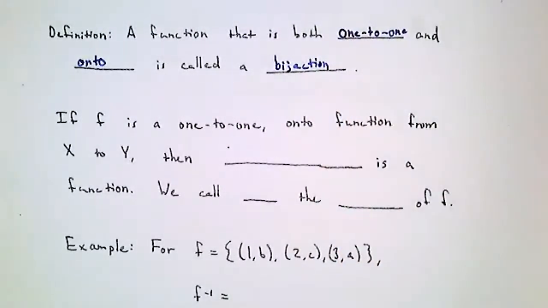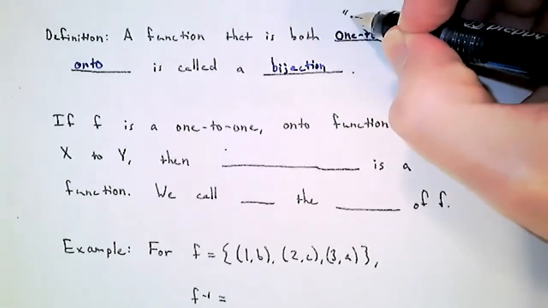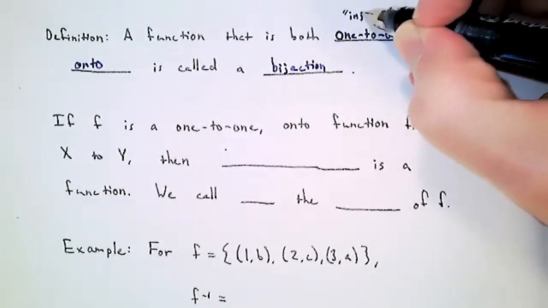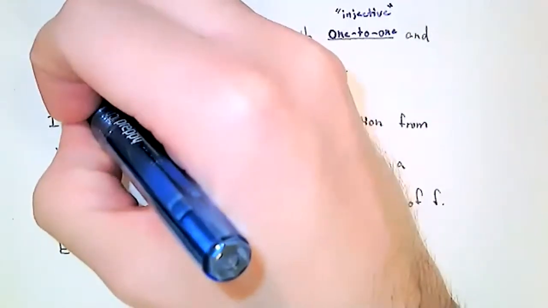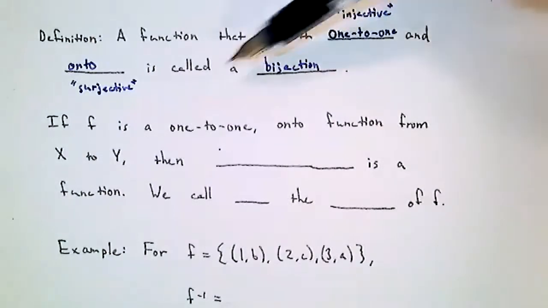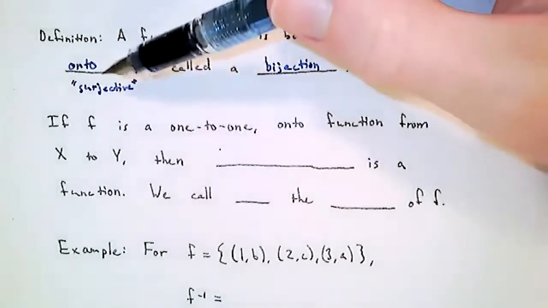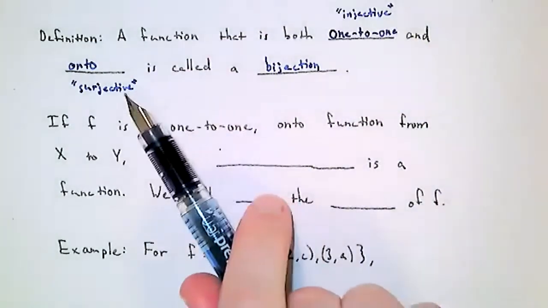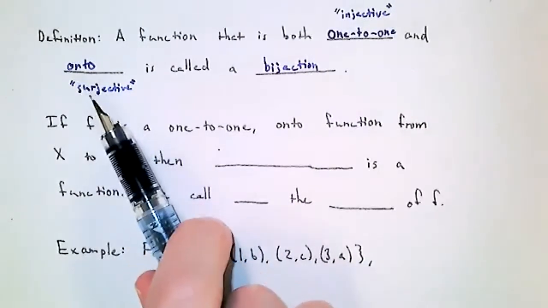Something that I really didn't mention in the lecture: there are other words for one-to-one and onto. One-to-one is sometimes referred to as the injective property, whereas onto is sometimes called surjective. So the bijection means it's both injective and surjective, or both one-to-one and onto. So if you see these words in your textbook, you should know that they refer to one-to-one for injective and onto for surjective.